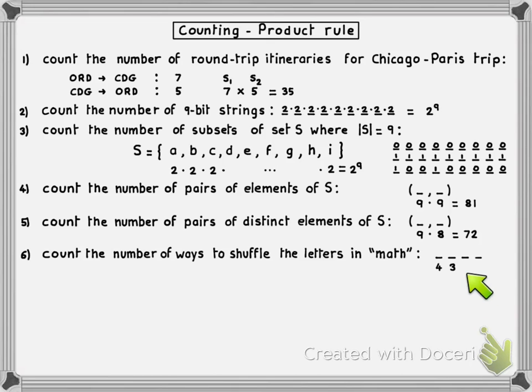Now, similarly, for the third position, we only have 2 letters left to choose from, so we have 2 choices here. And for the last position, we don't have any alternatives. In other words, we have only 1 choice, the 4th letter that is left over after you've completed the first 3 steps. So now we can apply the product rule and multiply all of these numbers to get 4 factorial. And this is an informal proof of the fact that the total number of ways to shuffle n letters is always equal to n factorial.